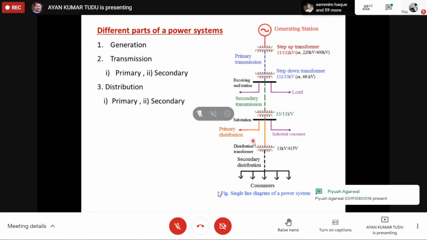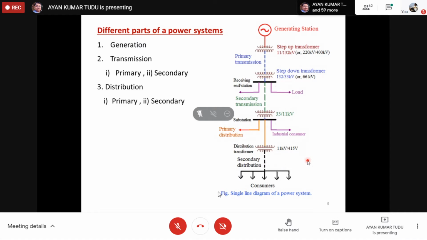Now for giving supply to the domestic consumers, the voltage is further stepped down to around 415 volt 3-phase. The lines at this voltage level which connect the numerous consumers are called the secondary distribution system. From this distribution, the lines connected to the consumers are called servicemen. Servicemen are basically the lines connecting your household with the distribution pole.